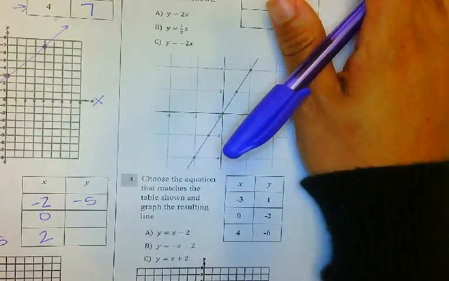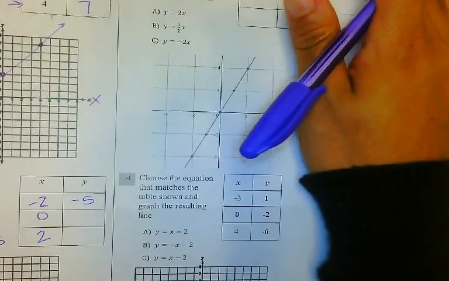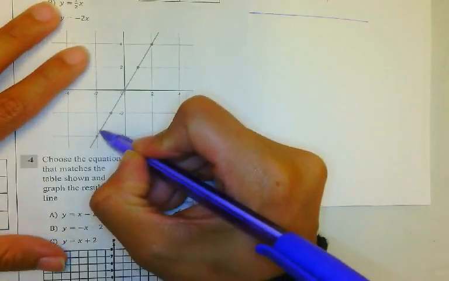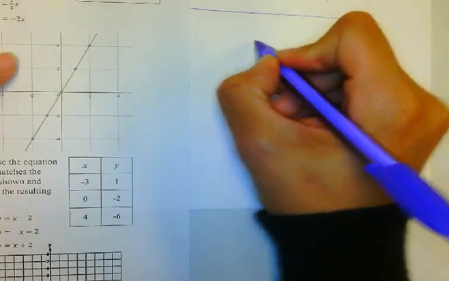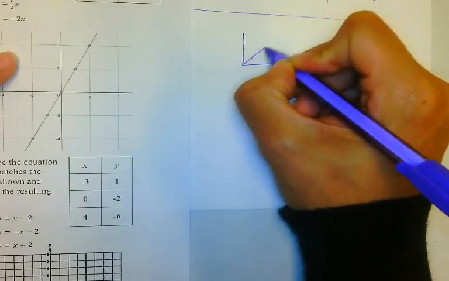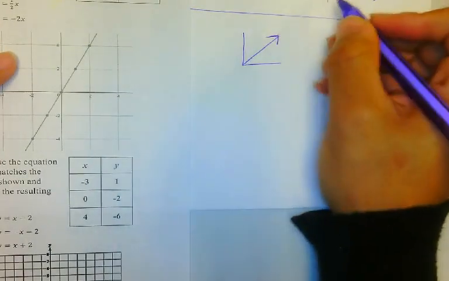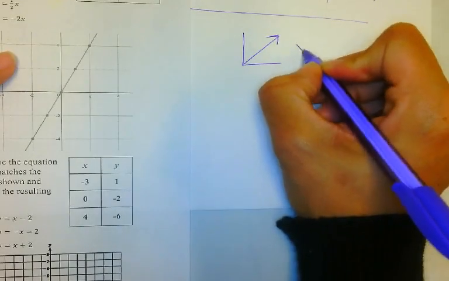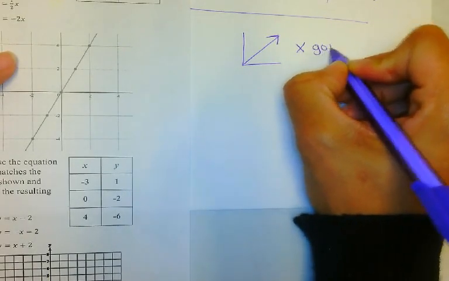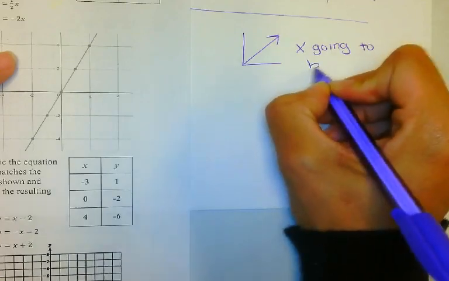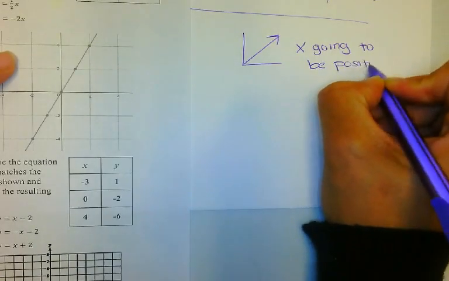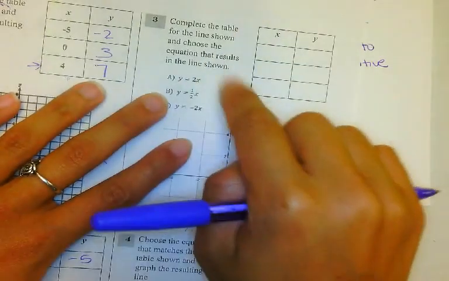Now, there's a couple of things that I want to kind of show you, okay? Whenever your graph is going in a positive direction, okay? So when your graph is going up, it's going positive. That means that the x is going to be positive. Okay? So you know how we write an equation?